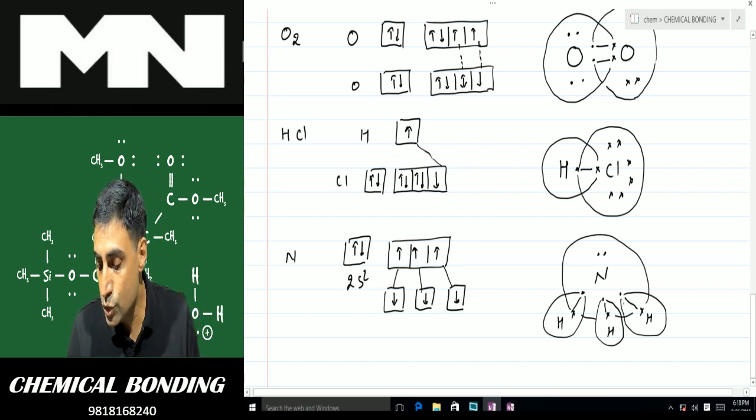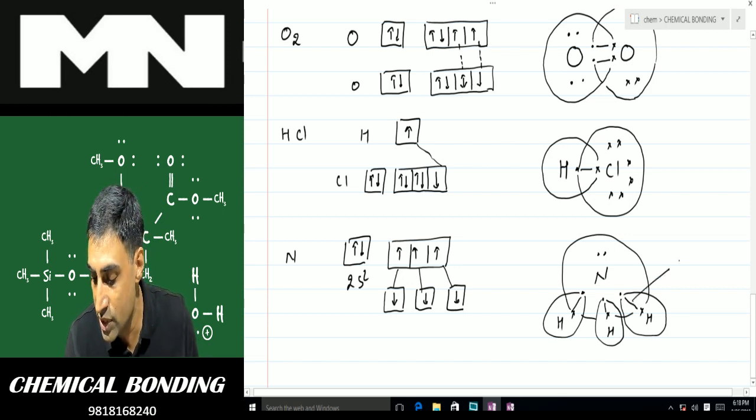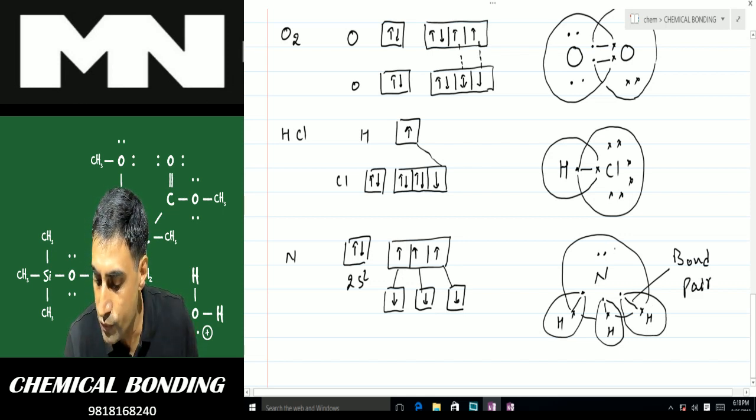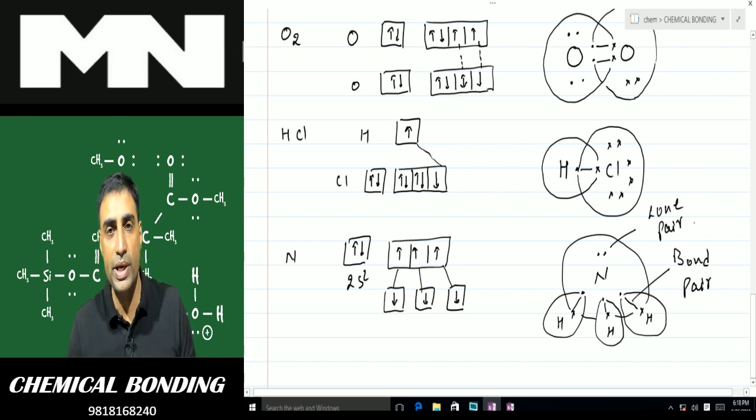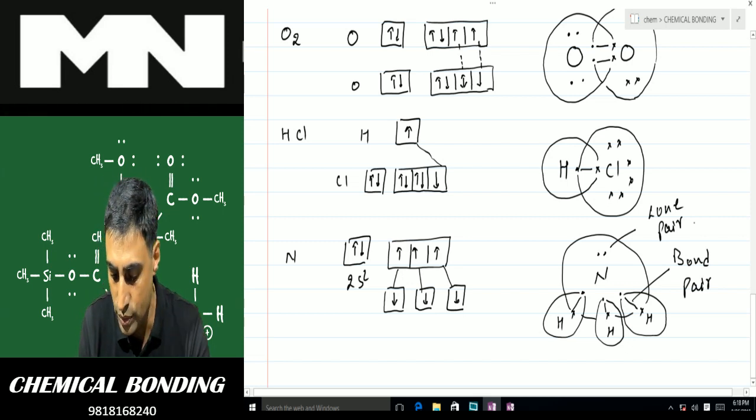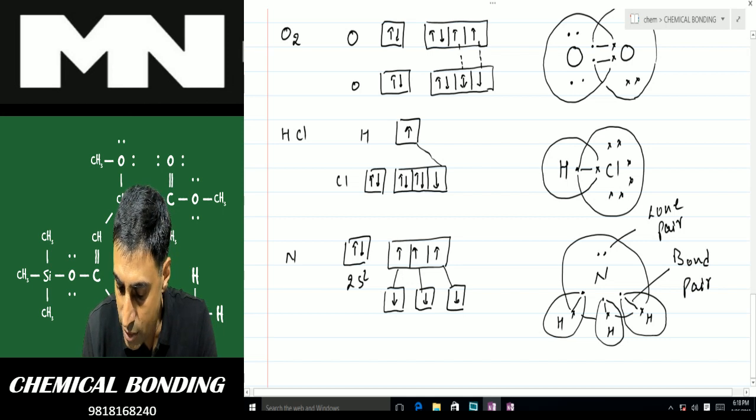Dear student, these 2 electrons which are involved in a bond formation, this pair of electrons is known as a bond pair. And this pair of electrons which is not forming any bond is known as the lone pair. So you have bond pair and lone pair. 1 lone pair and 3 bond pairs in the NH3 molecule.